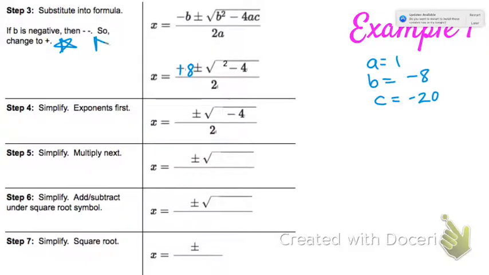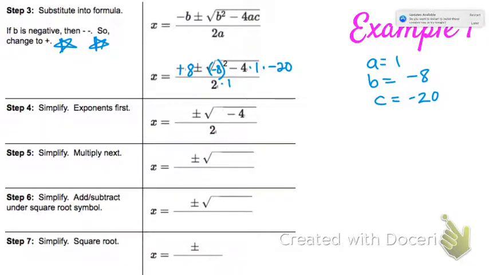So that's really important. When you substitute in that b, if it happens to be negative, you don't want to lose either one of those negative signs. And then here, b squared. When I put this in my calculator, since b is negative, I want to make sure I put it in parentheses. Times 4 times a, so 4 times 1, times c, which is negative 20. Divided by 2 times a, which is 2 times 1. So I've substituted it in very carefully.